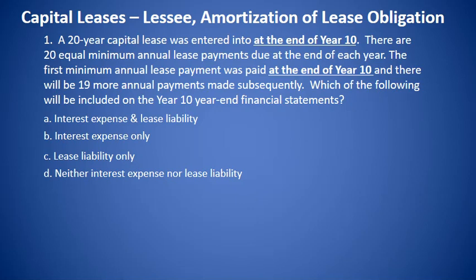So I do want to clarify this a little. It says there are 20 equal minimum annual interest payments due at the end of each year. It means there's one payment at the end of each year for 20 years. So I apologize for that error in the wording. So which of the following will be included on the year 10 year-end financial statements? Again, we're given 4 choices in our multiple choice question. Go ahead and stop the video, and when you're ready to have the answer, go ahead and restart the video.